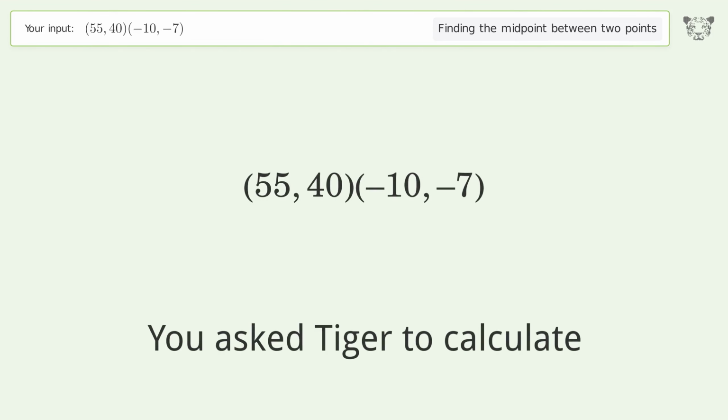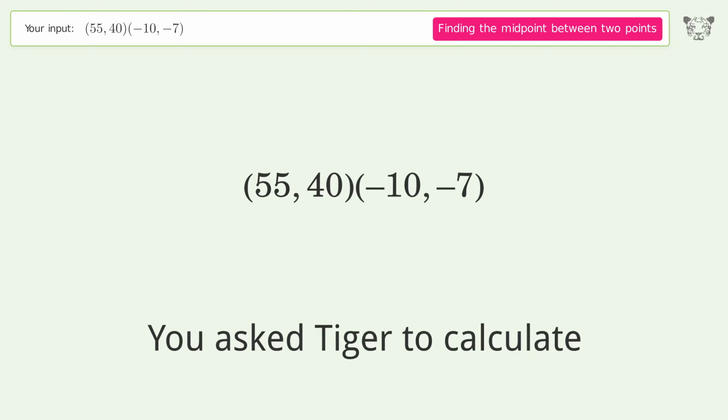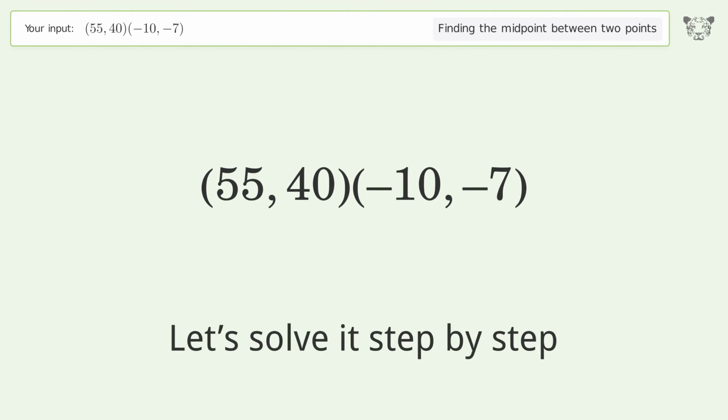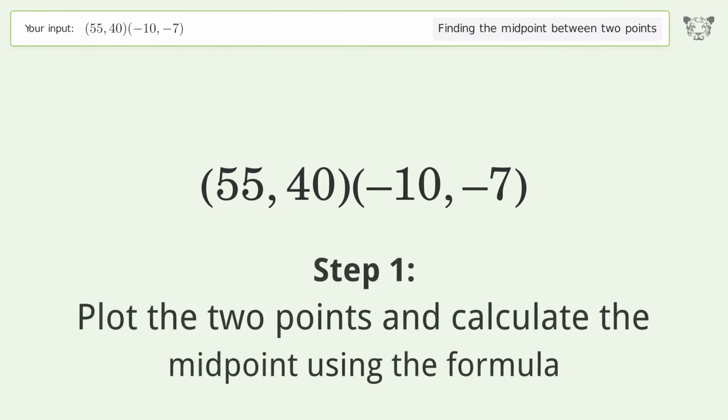You ask Tiger to calculate. This deals with finding the midpoint between 2 points. The midpoint between the 2 points is 22.5, 16.5. Let's solve it step by step. Plot the 2 points and calculate the midpoint using the formula.